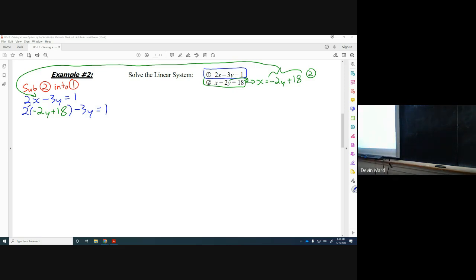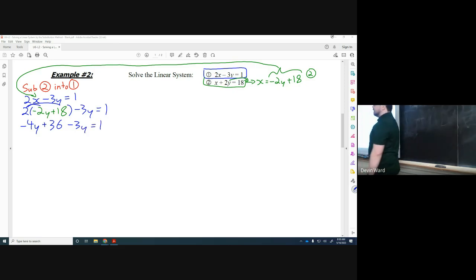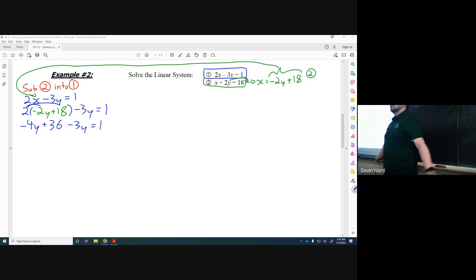So distribute my 2. So 2 times -2, -4y. 2 times 18, we'll get 36, minus 3y equals 1. So I distribute it out. What do I want to do now? What would be my next step?